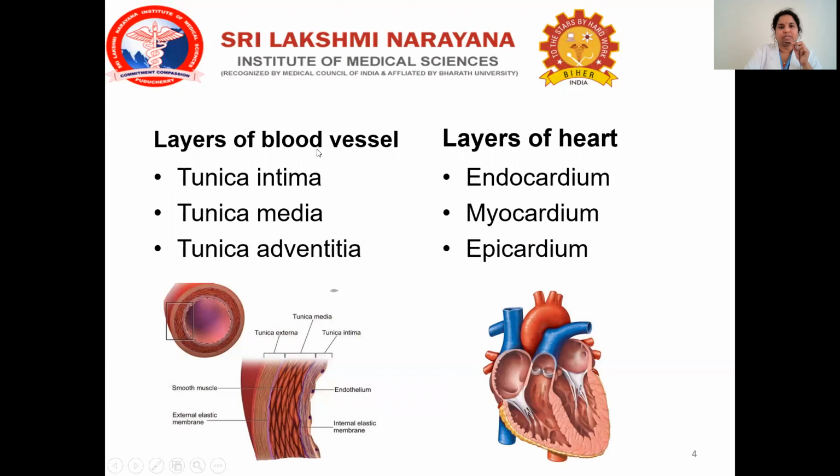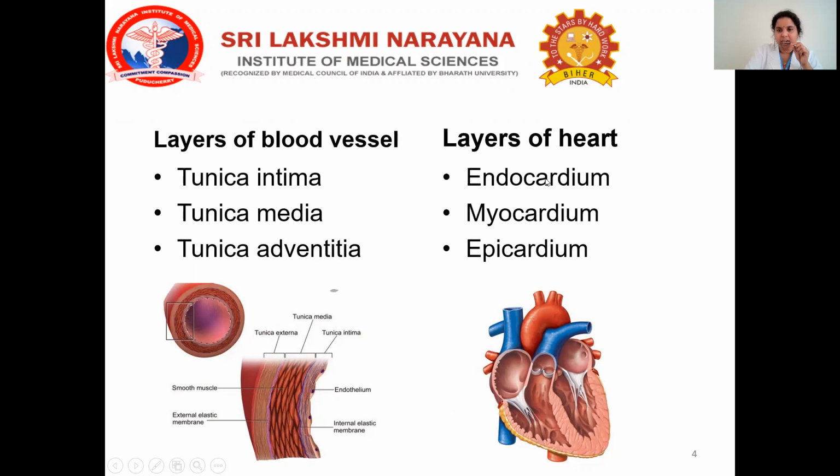The heart is compared with that of a blood vessel. A blood vessel has three layers from inner to outer, which are tunica intima, media, and adventitia. The intima is lined by endothelium. The middle wall is formed by smooth muscle cells and elastic fibers. The outer layer is made up of connective tissue.